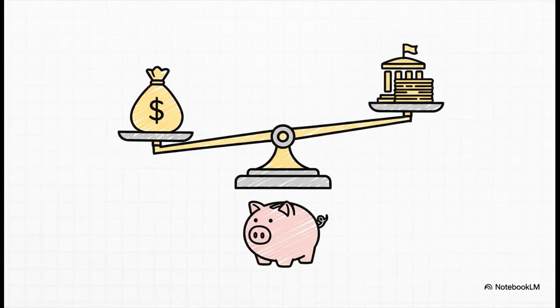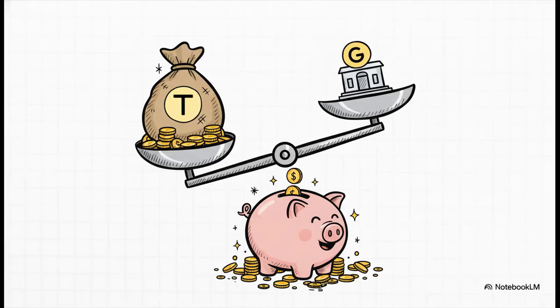Now, what if G is exactly equal to T? Well, that's what we call a balanced budget. The money going out perfectly matches the money coming in. And finally, the third option, if government spending, G, is less than the net taxes, T, the government has a budget surplus. It brought in more money than it spent. There's actually cash left over.